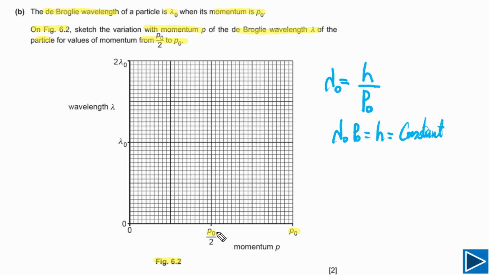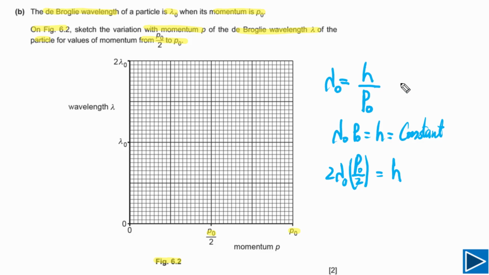The next thing we need to understand is that when the momentum of the particle becomes half, lambda has to double, 2 times lambda naught, because the product of these two quantities has to be equal to h. This is what we simply need to understand.